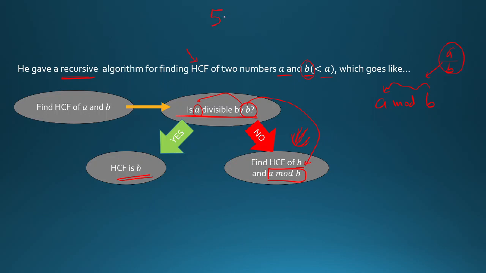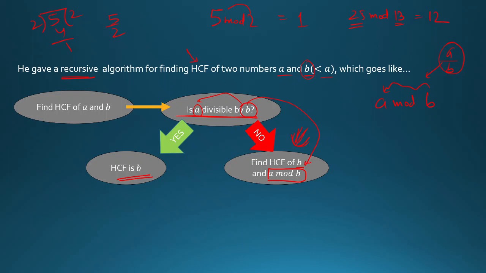For example, 5 mod 2 will be 1, because if you divide 5 by 2, then you have 1 remainder. Okay, similarly, if you have 25 mod 13, then if you divide 25 by 13, you will have a remainder. How much? Oh, 12. That's a big remainder.